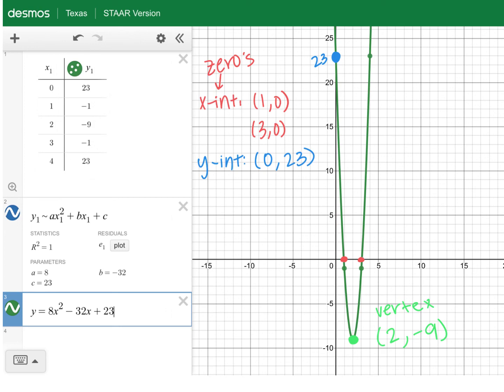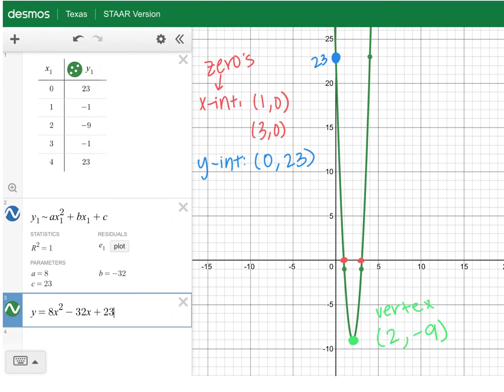Now our axis of symmetry. The axis of symmetry is an x equals equation. And remember that axis goes through the vertex. So the x value of our vertex is 2. So x equals 2 is the equation for our axis of symmetry.